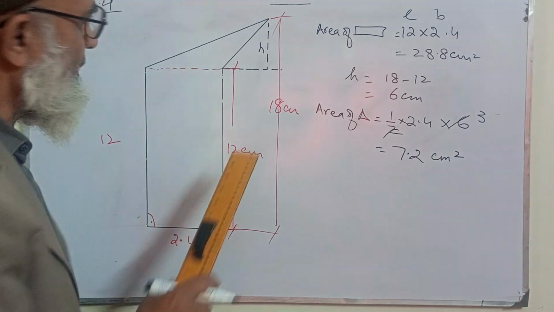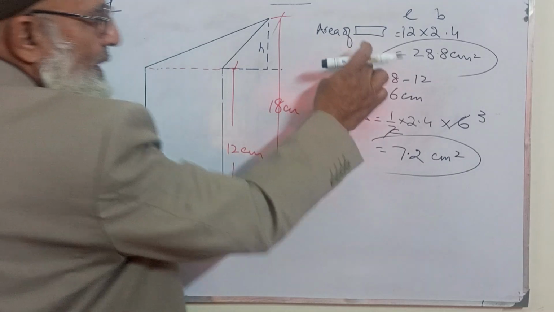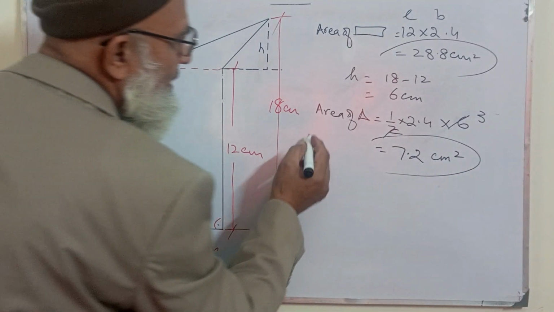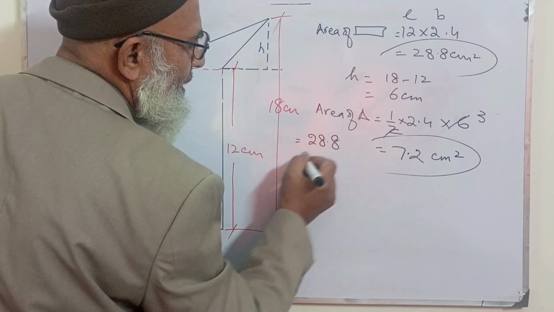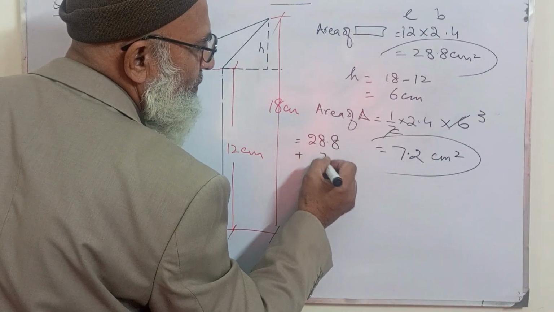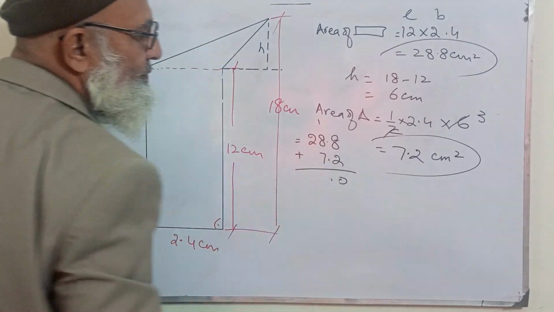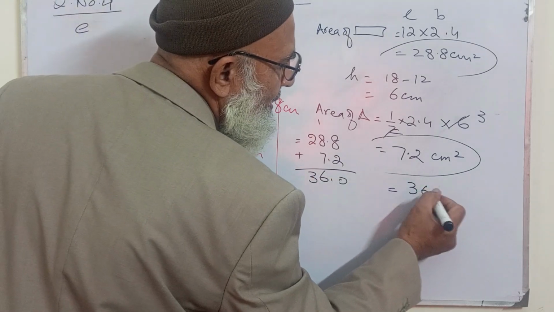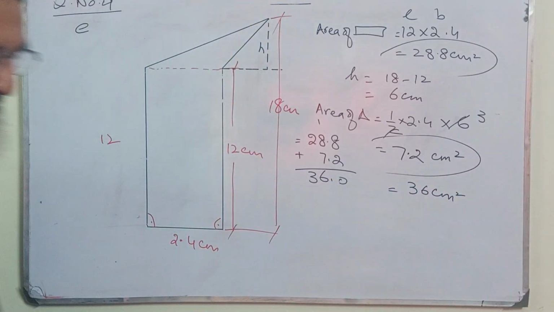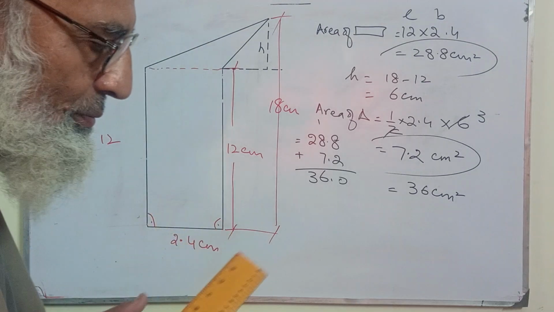Now there are two answers: the area of the rectangle and the area of the triangle. Just add them up. 28.8 adding 7.2 will give you 36. It is equal to 36 centimeters square. I think this was the simplest question of all.